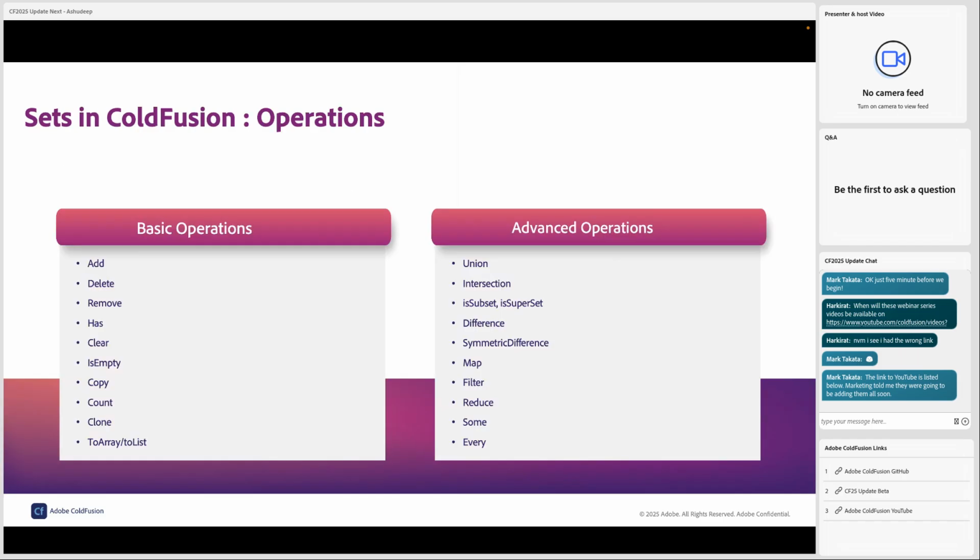Let me talk about the operations that we supported. The basic operations of add, delete, remove, has, clear, is empty, copy, count, clone, and to array and to list are supported. Apart from that, the advanced operations like union, intersection, is subset, is superset, difference, symmetric difference, and all the map, filter, reduce, sum, every operations if you want to do functional programming. All of those are supported.